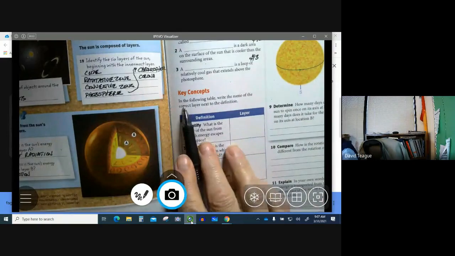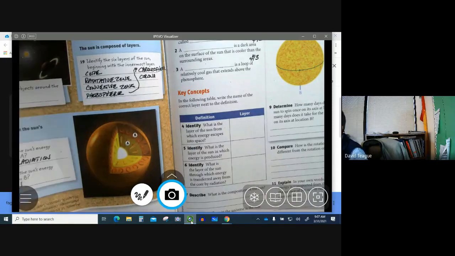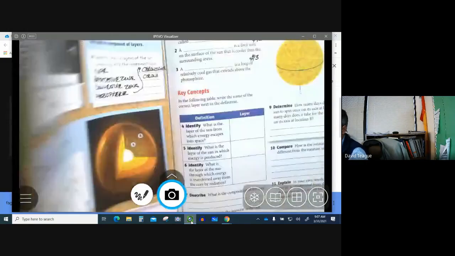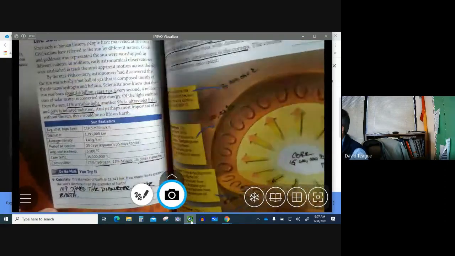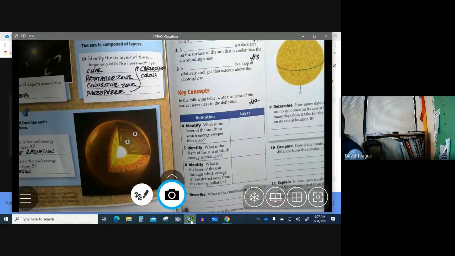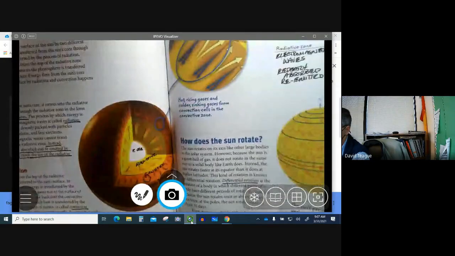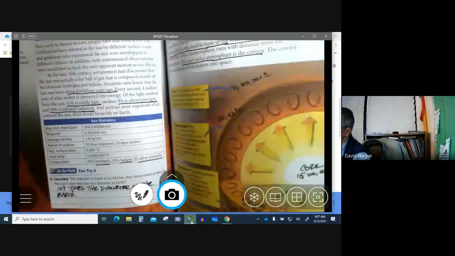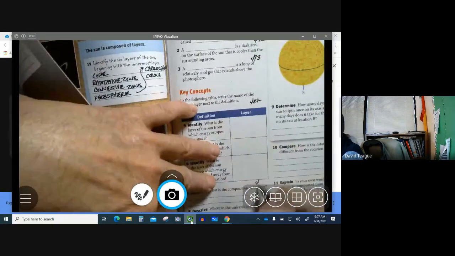Okay, key concepts. In the following table, write the name of the correct layer next to the definition. So we're talking about the layers of the sun. What page would that best be? That would probably be 487. Number 7, describe the composition of the sun. Well, let me see. Yes, page 486.